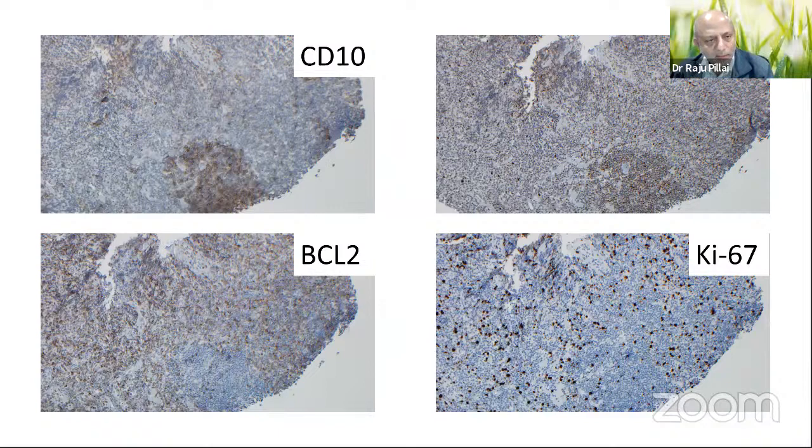And from the H&E, if you remember, they don't look like typical follicles. The BCL2 on the lower left was negative in the follicular cells. Interestingly, the Ki67 in the follicular areas also was low, which is sometimes helpful to think about whether this is reactive or follicular lymphoma.